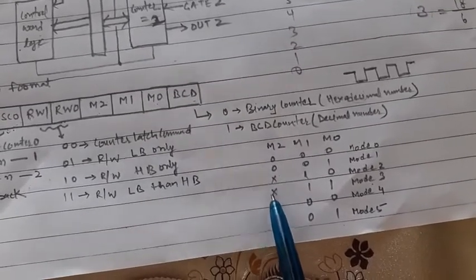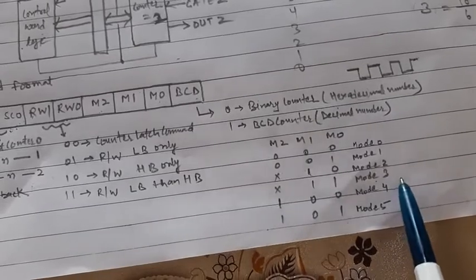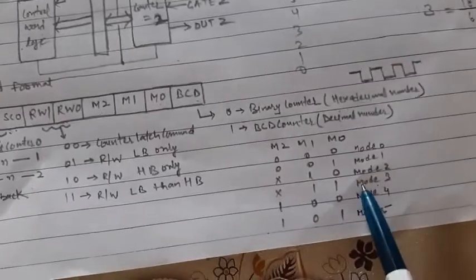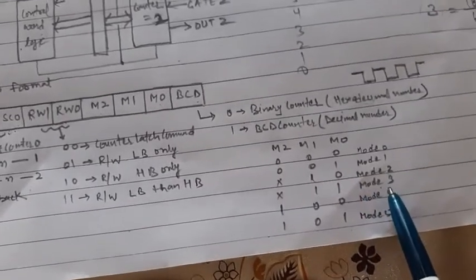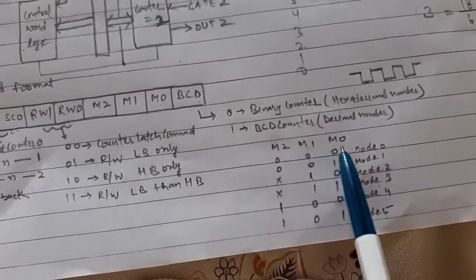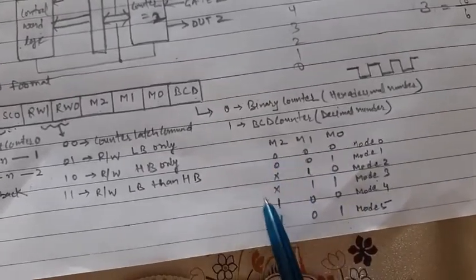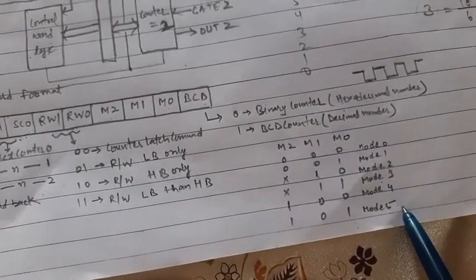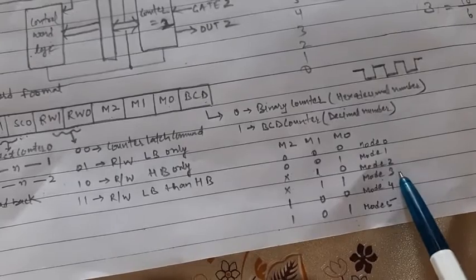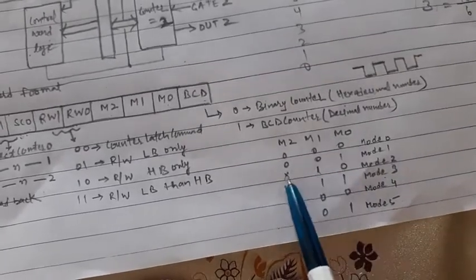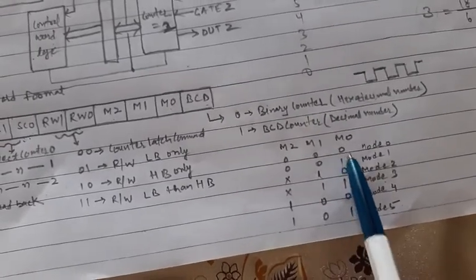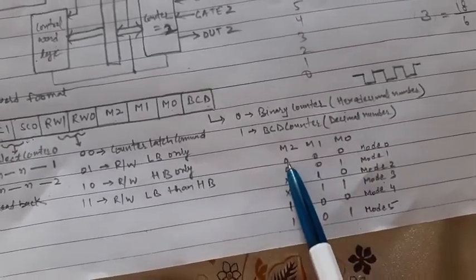So if a programmer gives 0 1 1, obviously mode 3 will be selected, but if anyone gives 1 1 1, then for that 1 1 1 also mode 3 will be selected. So for 0 0 0 to 1 1 1, for all these 8 combinations, one of the modes from mode 0 to mode 5 will be selected. For selecting mode 2 and mode 3 we have two options, 0 1 0 or 1 1 0, and 0 1 1 or 1 1 1, and for the rest of the modes we have only a single option to select the particular mode.